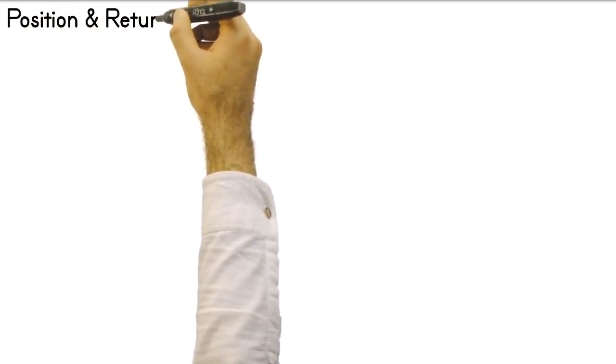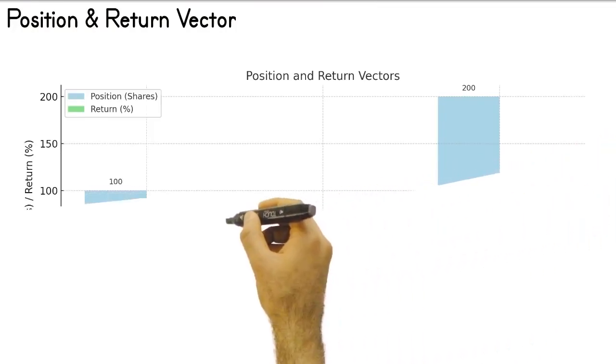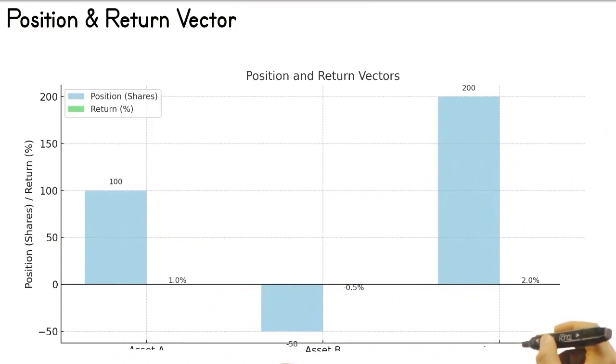Position vectors track what you're holding. Return vectors show what you're gaining or losing. In this image, we start with the position vector, 100, minus 50, 200. That means we're long 100 shares of asset A, short 50 shares of asset B, and long 200 shares of asset C. Next, we look at the return vector.